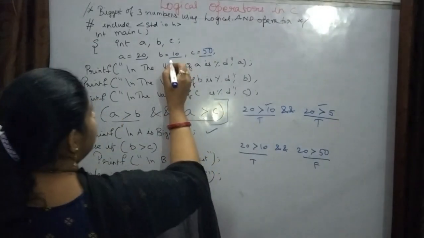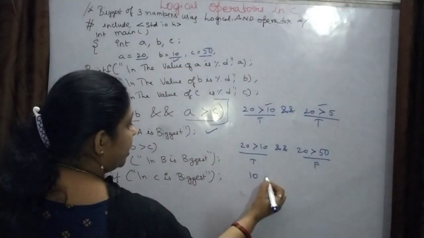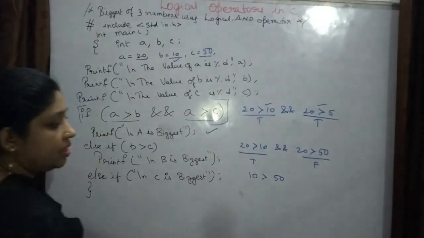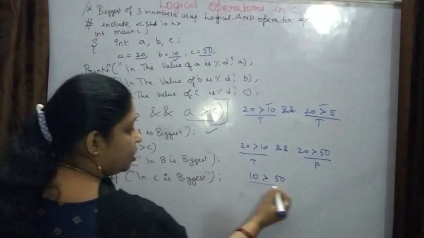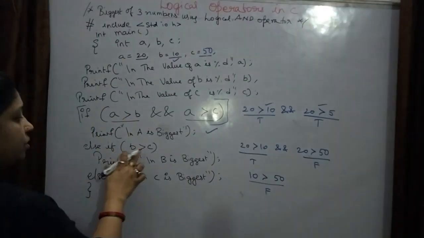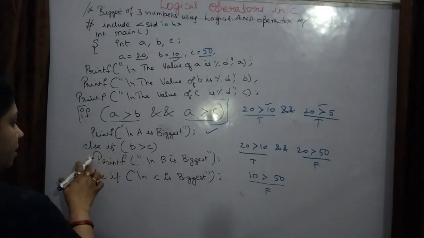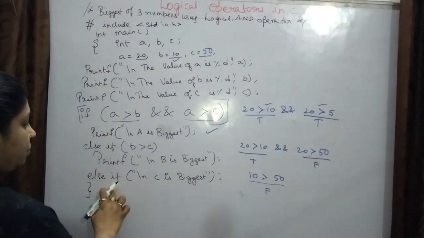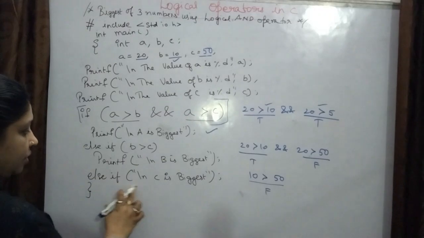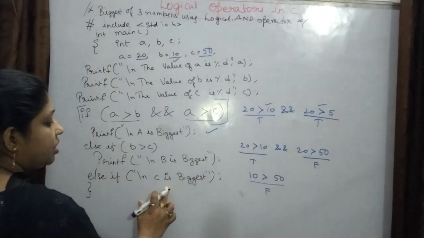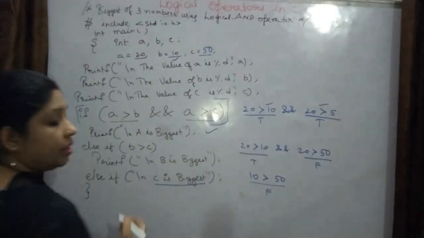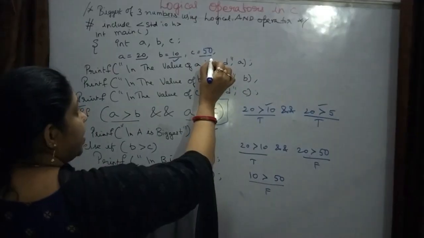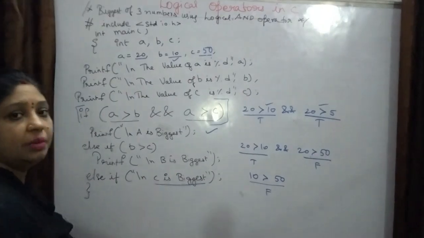b is what here? b is 10. So 10 is greater than what is c here? 50. Is 10 greater than 50 here? No, the condition is false. So that means here also the condition is not satisfied. Automatically it will enter into the else condition again. So when the compiler enters into the else condition, it just displays that c is the biggest. So when you go for this type of values, it will give c is the biggest.